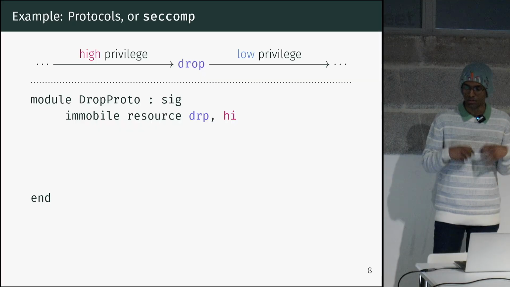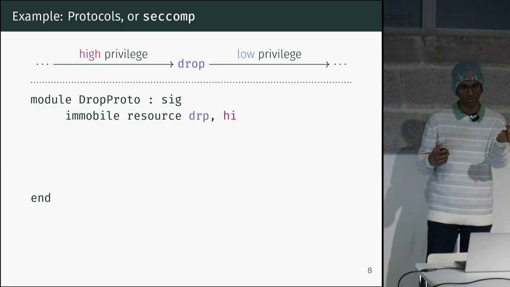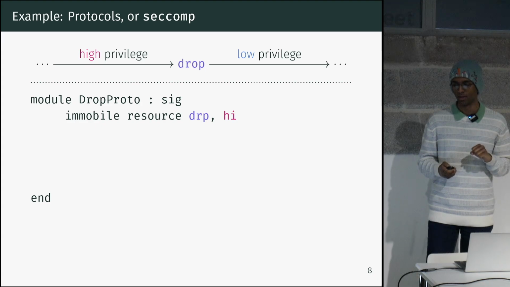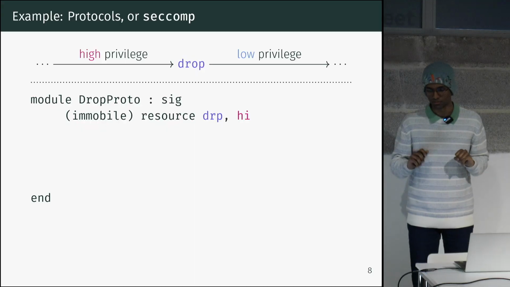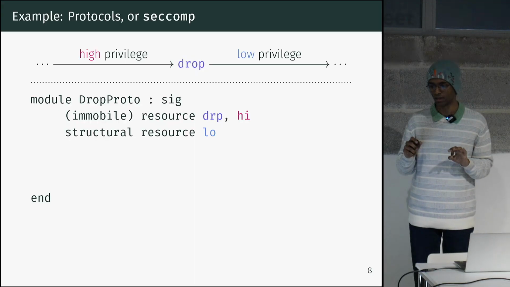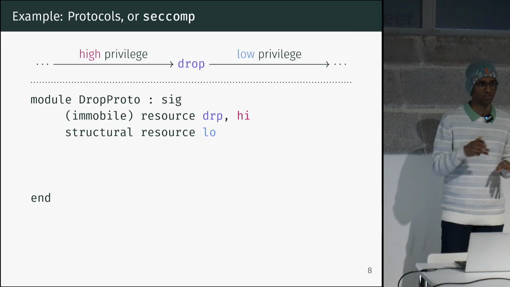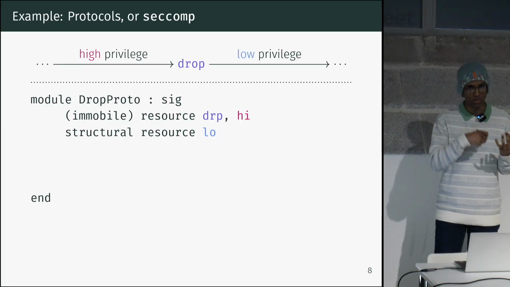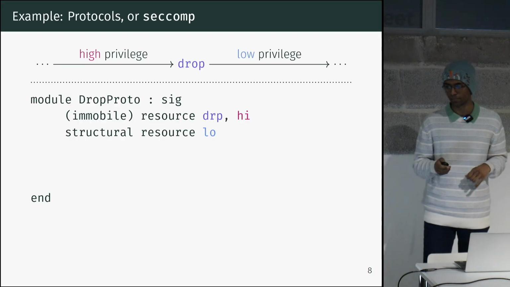So we declare these 2 immobile resources, drop and high. What an immobile resource is, when you mention it in a resource context, all it means is roughly that it can't move around. There's a slight extra technicality here that I'm not mentioning, that you can look to the paper for full details on. But just continuing, we go on to declare a structural resource, low, which just means it's not restricted at all. So low can appear anywhere, it can be weakened, or it can be added into your resource context for free. There's no restrictions on it.